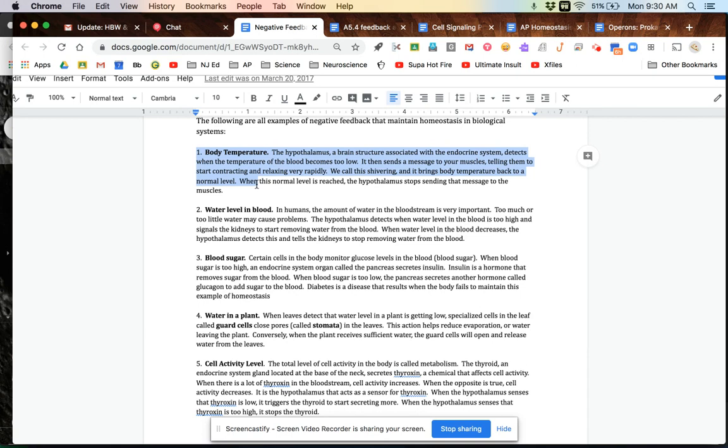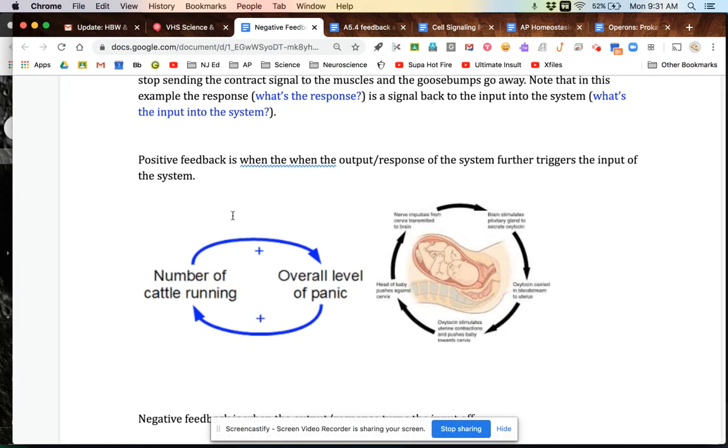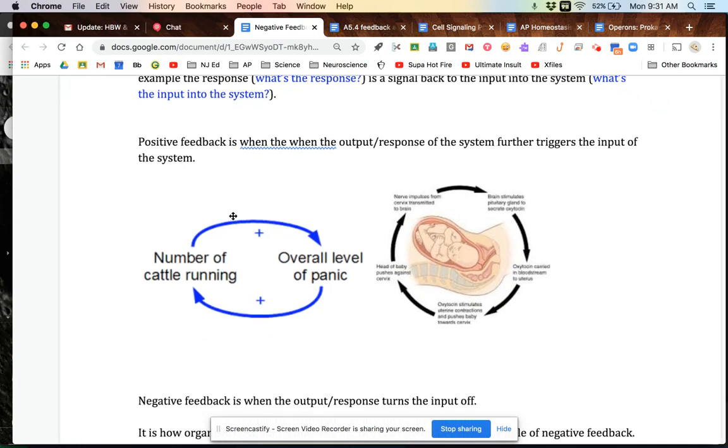Blood sugar is a great example. You eat food, your blood sugar increases. That triggers your pancreas to make insulin. Insulin helps shuttle glucose into cells, and that ultimately stops the pancreas from making insulin. Again, where this system ends up is shutting off. Now, positive feedback is when the input into the system causes the system to operate more.